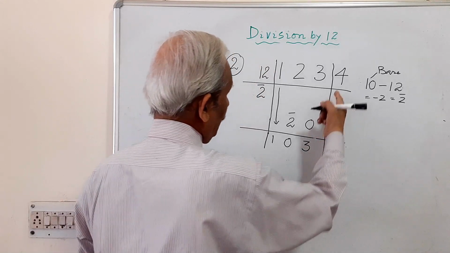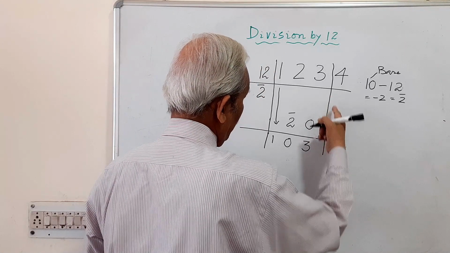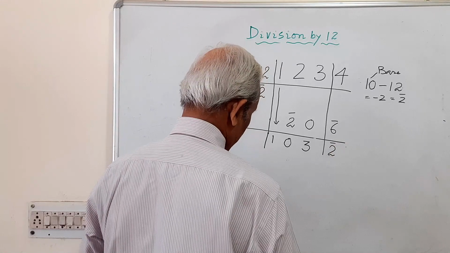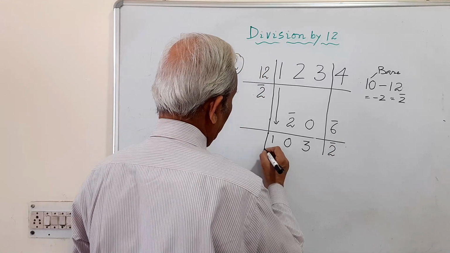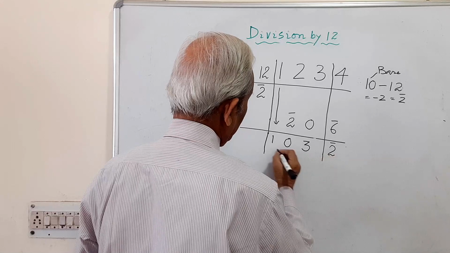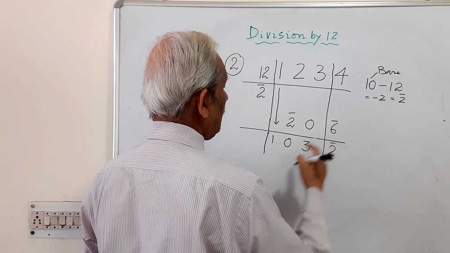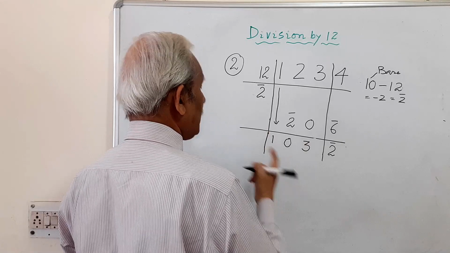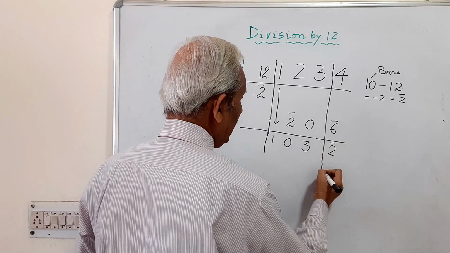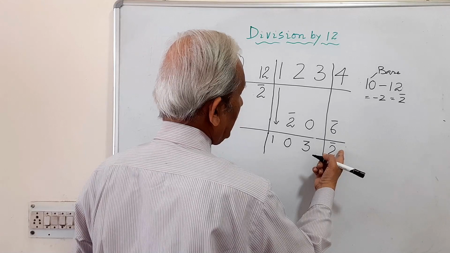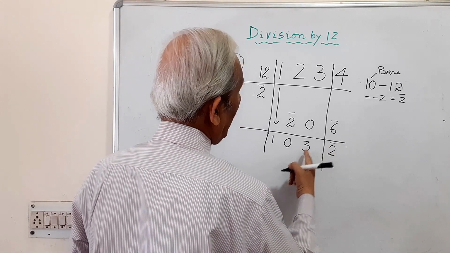Right? Now 4 plus 6 bar is 2 bar. We get here 2 bar. Now what is the result here? 103 is the quotient and 2 bar is the remainder. We cannot put it in the bar form. You have to change it. For doing that, just add this divider one time with this and reduce this 103 by 1.